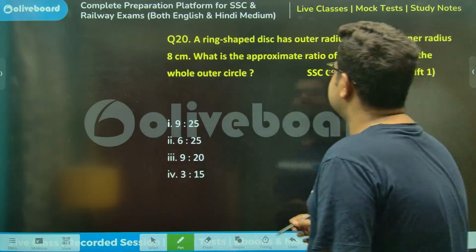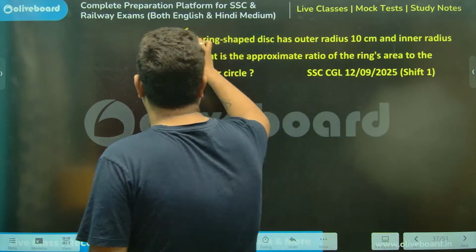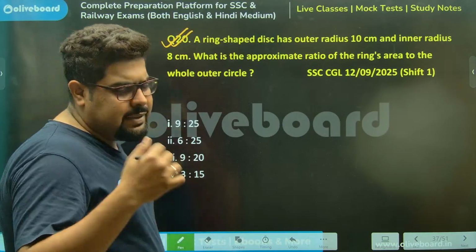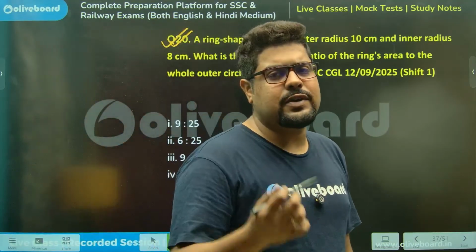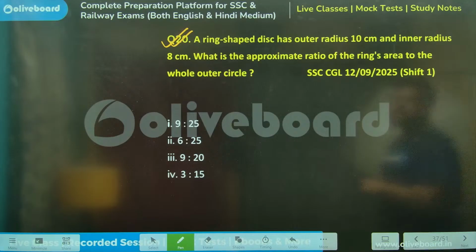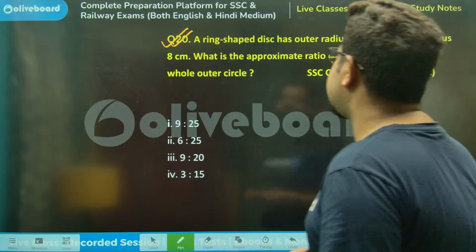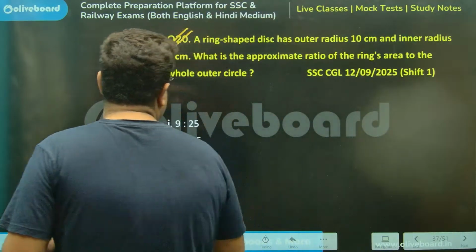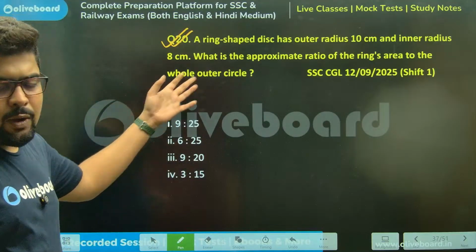Next one, please. So again, a ring question. Again, you will see a similar type of question has been asked over and over again. Please read it. Ring-shaped disc has outer radius, inner radius. What is the approximate ratio of the ring's area to the whole outer circle?